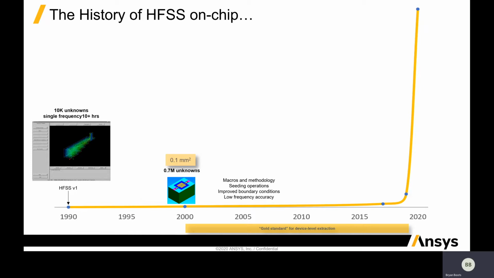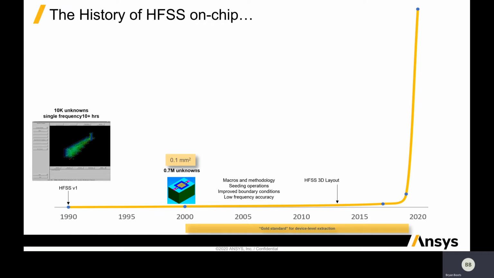In terms of technology innovations, it was really focused on methodology, with some emphasis on automation in the form of macros and scripting. We saw progress in the form of mesh seeding and improved boundary conditions to better characterize skin effect. And we saw stabilization of the matrix solvers for electrically small devices and improved accuracy for low frequency extraction.